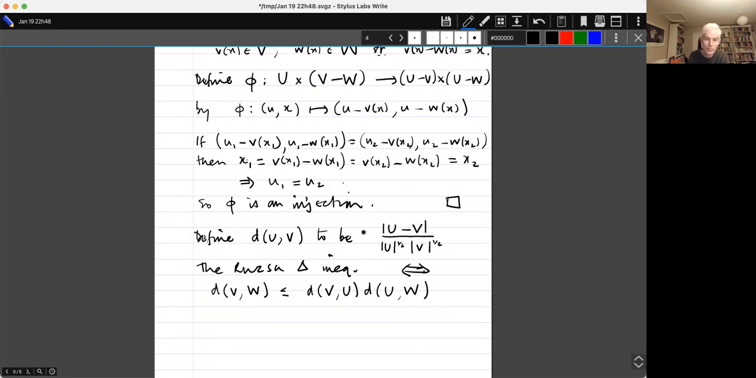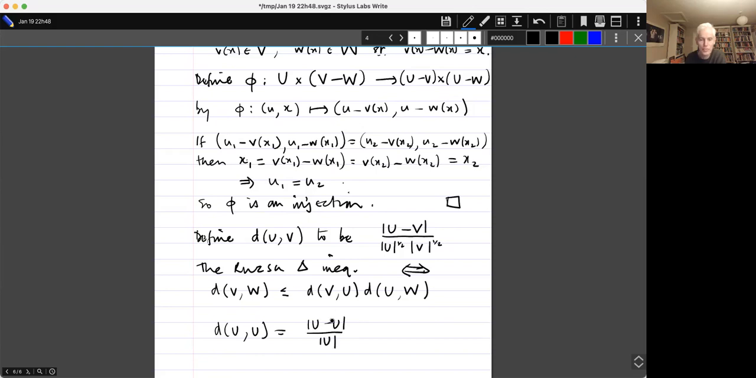If that really offends you, then all you need to do is redefine the distance to be the logarithm of this quantity, and then you'll get something where you've got addition on the right hand side. But by and large, most people don't feel the need to do that. We've just got a multiplicative triangle inequality rather than an additive one. Does that mean we've got a metric? No, it doesn't, because the distance from u to u, notice that, what is it? It's the size of u minus u divided by the size of u.